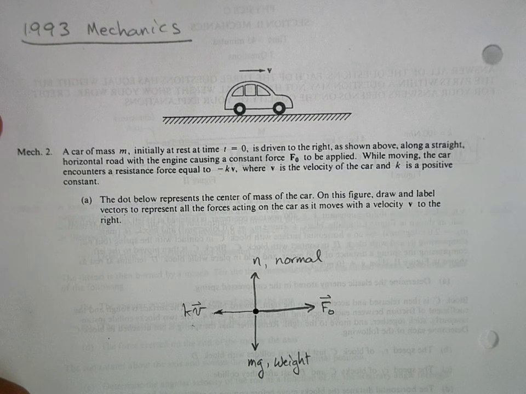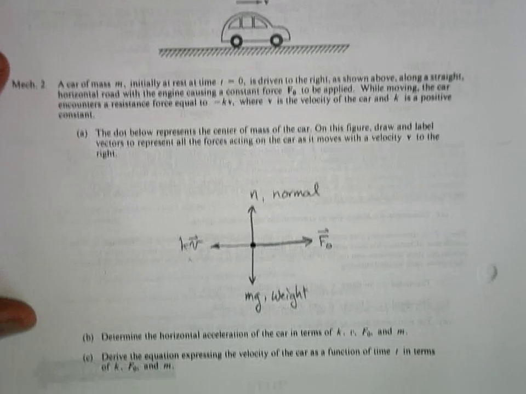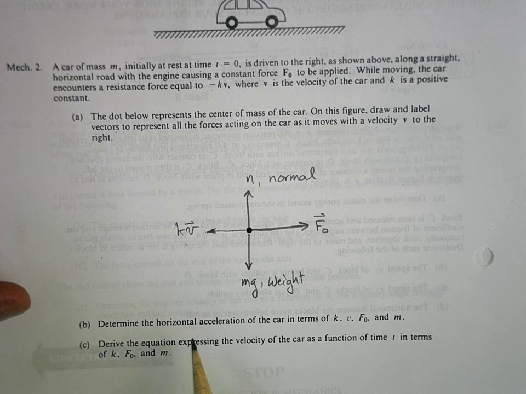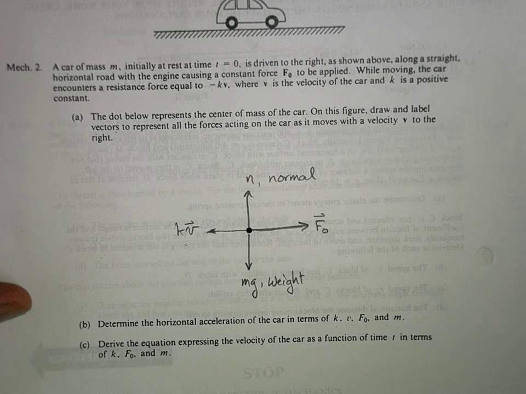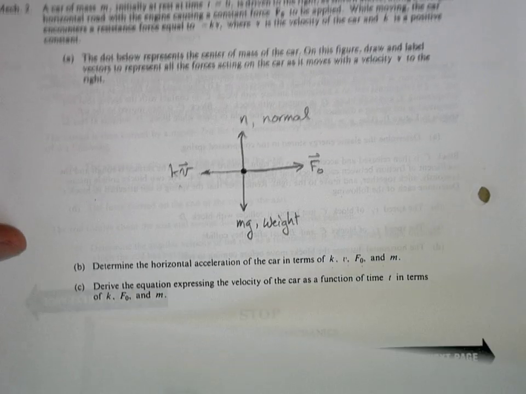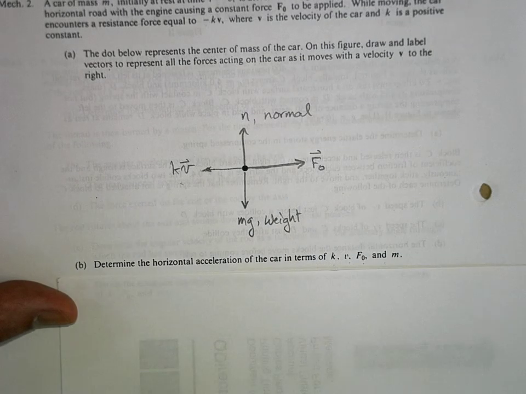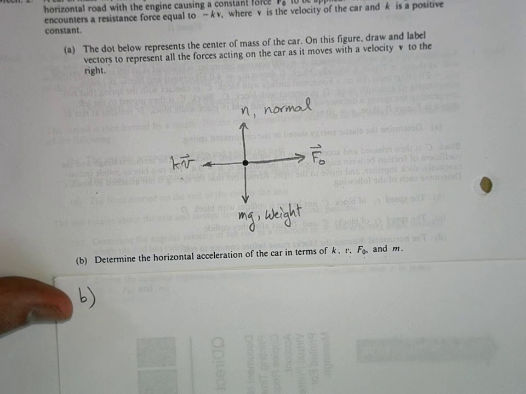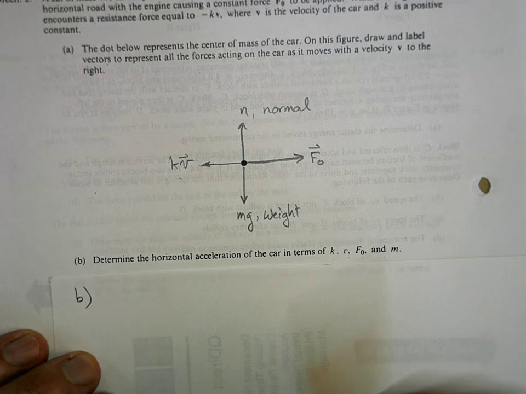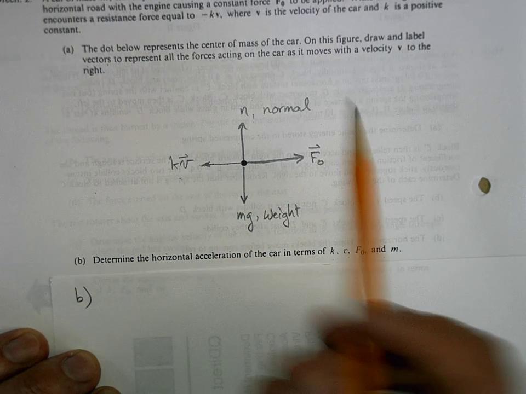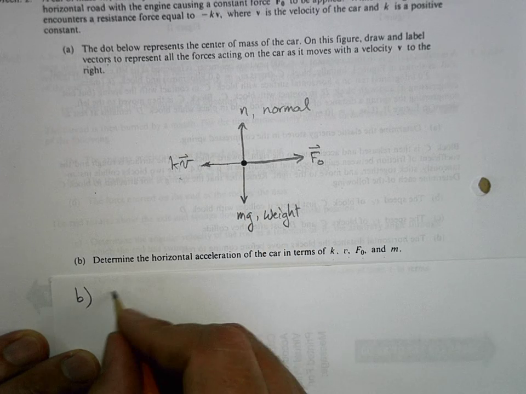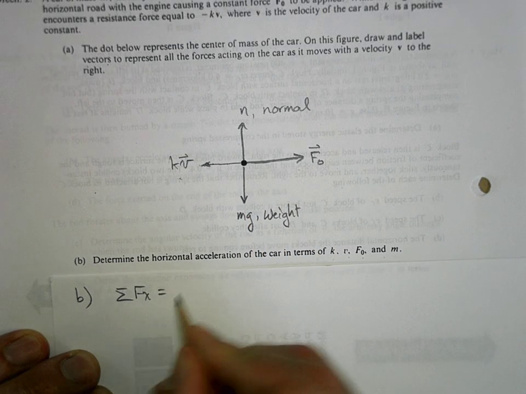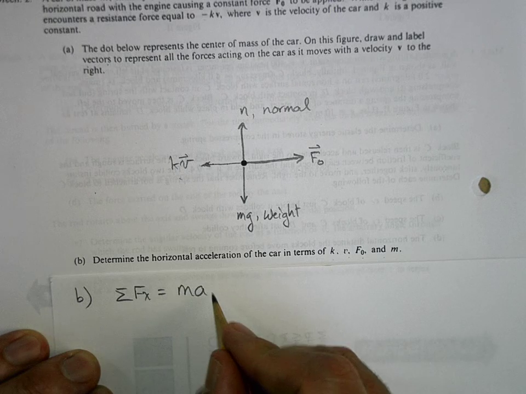Now, part B. It says, determine the horizontal acceleration of the car in terms of k, v, F naught, and m. Now, this one's really easy if you've drawn the free body diagram. And I'll just do it on the paper here. Well, looking in the x direction, first of all, the acceleration is going to be in the x direction. I think you can see that. So let's sum the forces in the x direction. That will be equal to ma in the x direction.